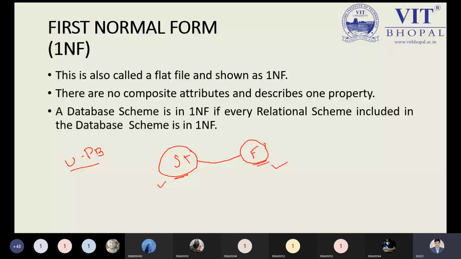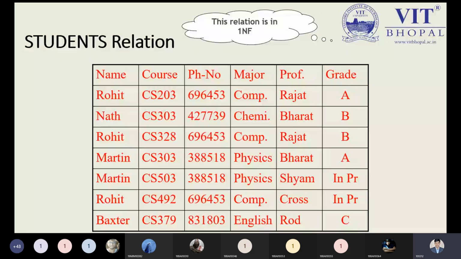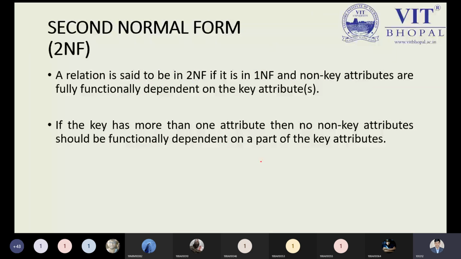Okay, so now this is a relation which is in the first normal form. The actual normalization will start from the second normal form. The second normal form will take much time to understand the normalization process.